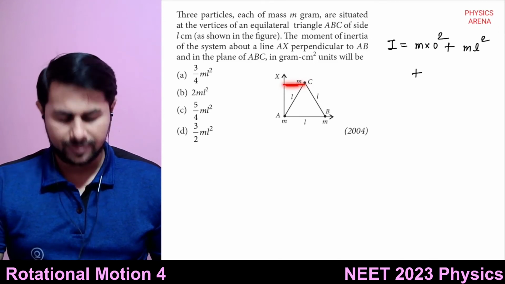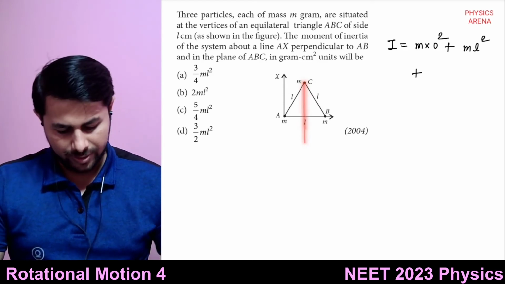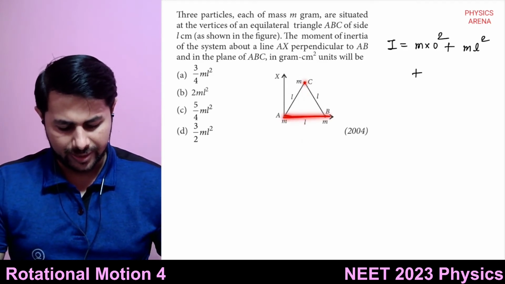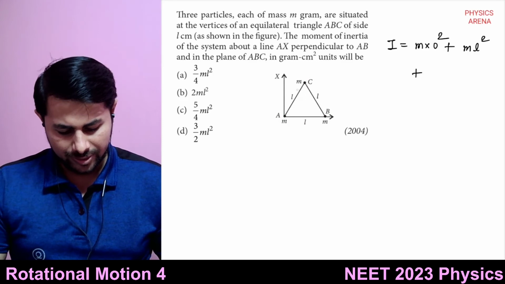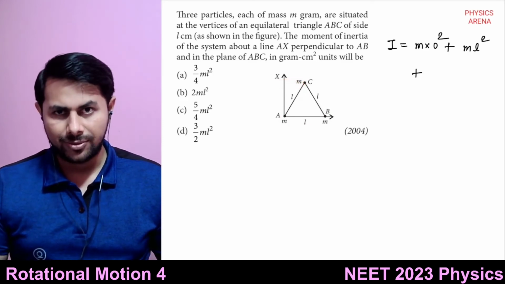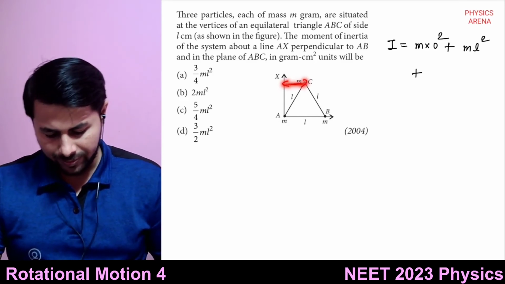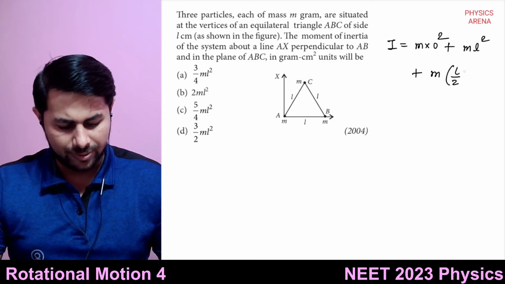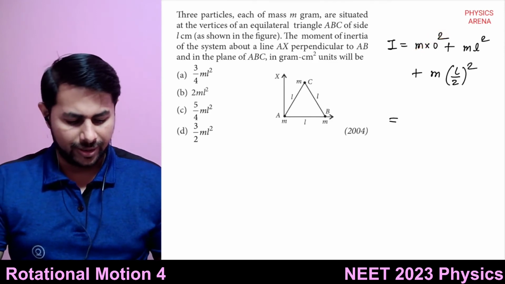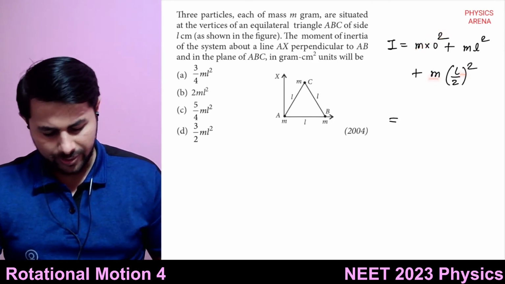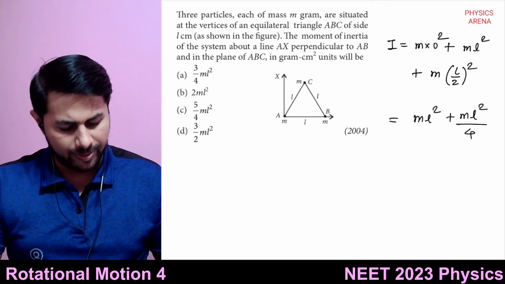How much would this distance be? If this is an equilateral triangle, and you draw a perpendicular from here on this line, it will meet at L by 2. So its distance from the axis of rotation is L by 2, so it is m multiplied by (L by 2) square. So this thing is 0, m L square, plus this is m L square by 4.